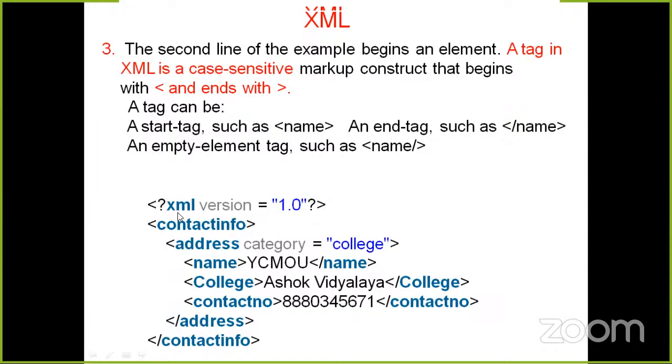ही first line लिहिली XML contact info. This is the root tag. Contact info मध्ये address, category घेतली college. तुम्ही category घेऊ शकता की कोणाचा ऍड्रेस आहे तर कॉलेजचा ऍड्रेस आहे. You should have the 3 content, that is the 3 fields, name, college and the contact number, आणि close the address म्हणजे जसं end with करायचं असतं.